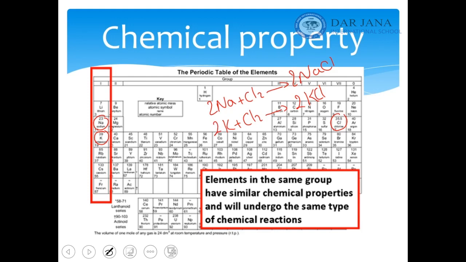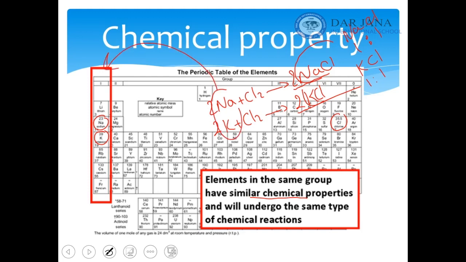So of course in the products we have 2 sodium chloride molecules and 2 potassium chloride molecules. So let's take one molecule. So NaCl has 1 sodium atom and 1 chlorine atom. So the ratio is 1 to 1. The same, if you take a KCl molecule, it has a 1 to 1 ratio. This means that sodium and potassium reacted with chlorine in a similar way. Why? Because they have similar chemical properties. So this is why sodium and potassium belong to the same group.